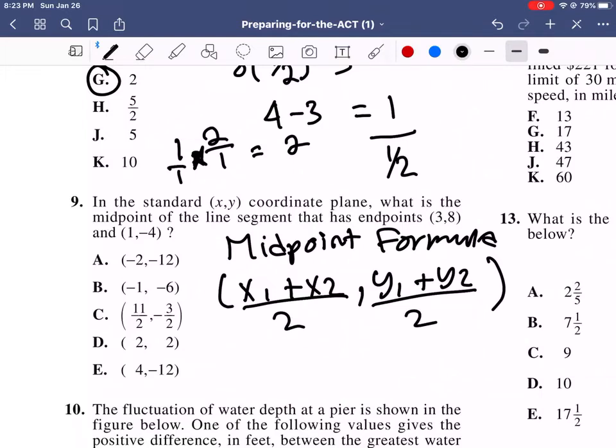When you plug it in the standard xy coordinate plane, what is the midpoint of the line segment that has endpoints 3, 3, 8, and 1, negative 4? So you would put 3 here, 1 here, over 2. And then you put negative 4 here, and 3 here. Wait, no.